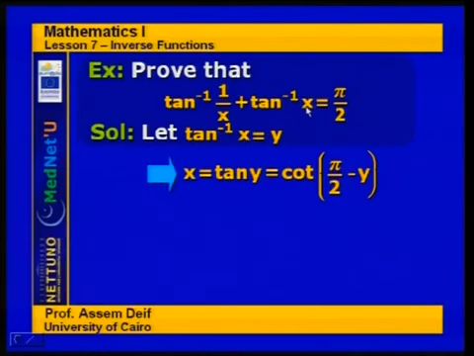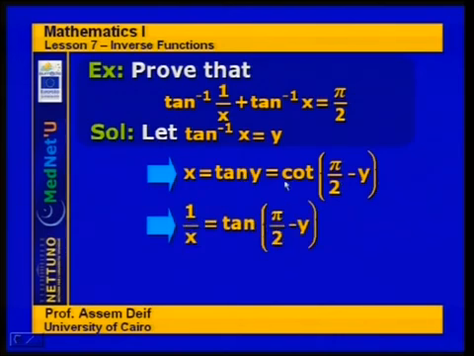Here they ask to prove that tan⁻¹(1/x) + tan⁻¹(x) is equal to π/2 for x greater than 0. All you have to do is take y equal to tan⁻¹(x). Therefore, x is equal to tan y. But since tan y is equal to cotangent, that is cosine of π/2 minus y, what you get here is 1 over x is equal to the tan of this expression here.